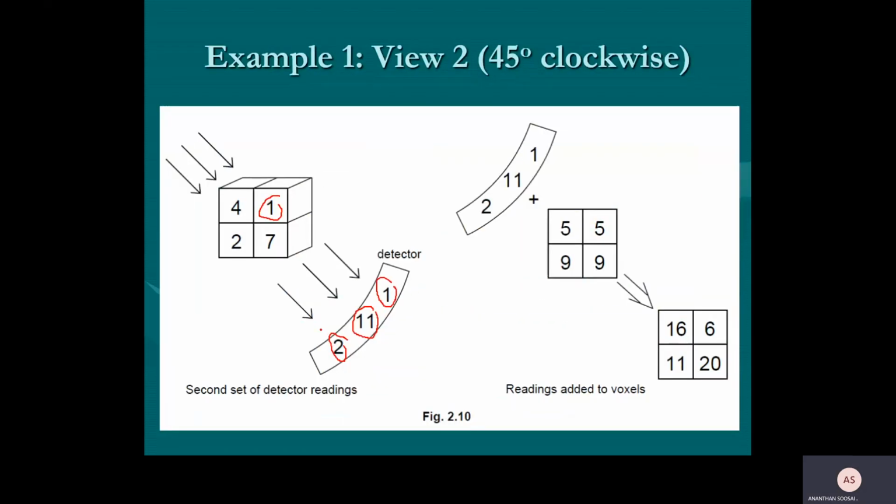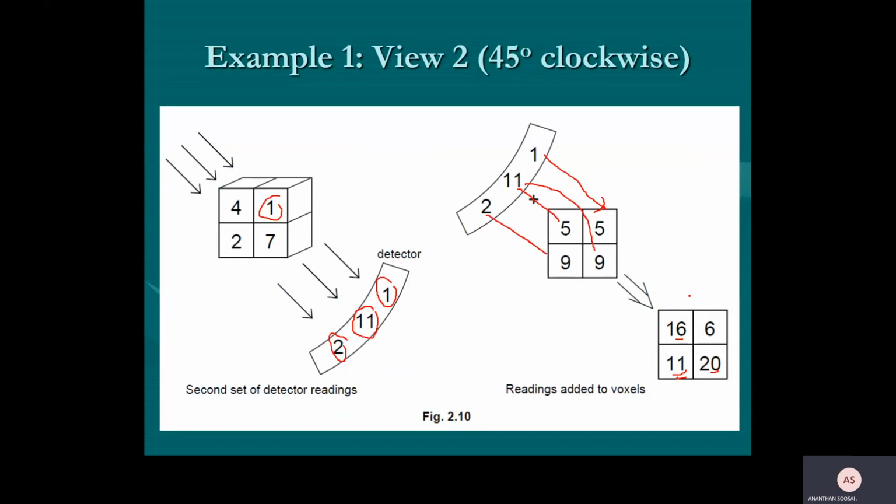The second one, this pixel will be added to 5599. So 1 is going to add here, become 6, and the 11 is going to add here and also here, become 16 and 20, and 2 will be added here, become 11. So this is how the computer remembers the numbers. You just keep on adding the pixels.